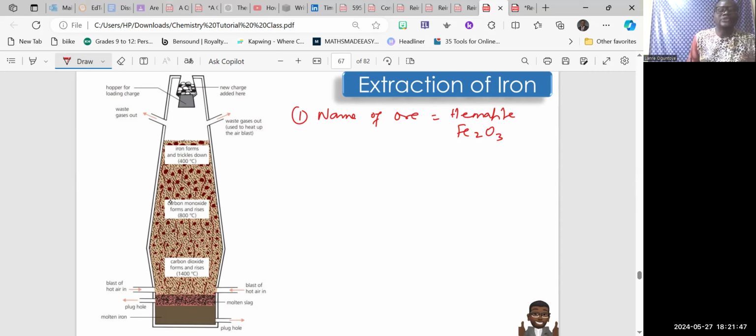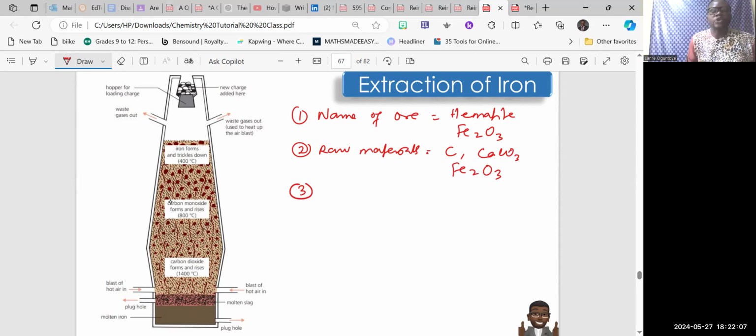Right? Number 2, you need to know what the raw materials are. The raw materials are coke, calcium carbonate, and iron 3 oxide, hematite itself. Then the third thing you need to know is the processes, which include the reactions that take place. Right? Good. So what are the processes you have there?